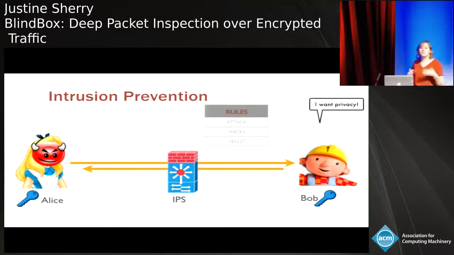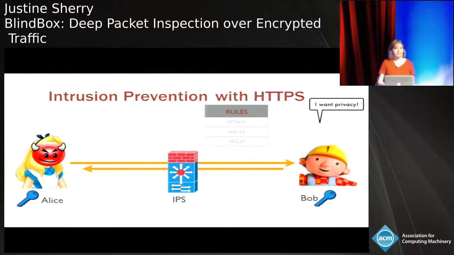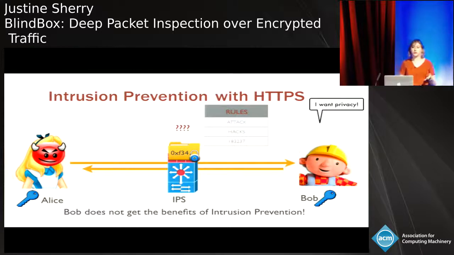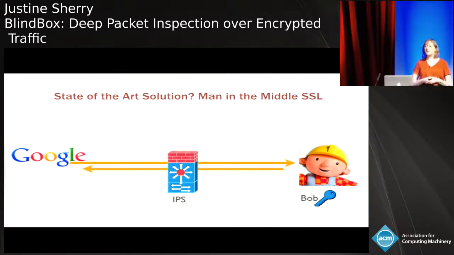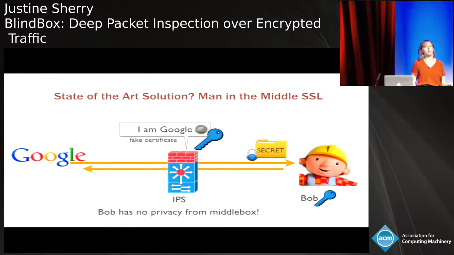So if Bob wants privacy, he's going to opt into HTTPS. But now this means that Alice and Bob have a secret key that the Middlebox doesn't know about. And when Alice sends her message, the Middlebox won't know what to do with it. So Bob isn't going to get the benefits of intrusion prevention. And the state-of-the-art solution, this man-in-the-middling approach, doesn't give Bob the privacy that he wants. The Middlebox has the ability to read all of his traffic.